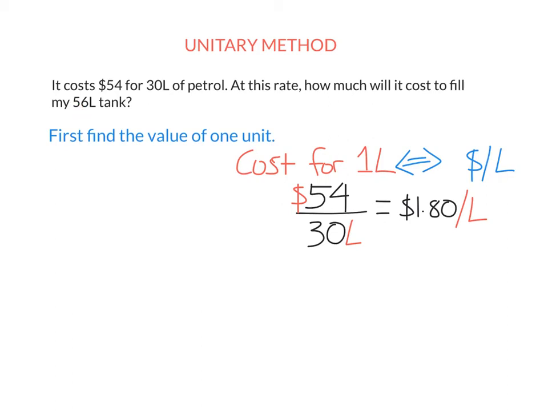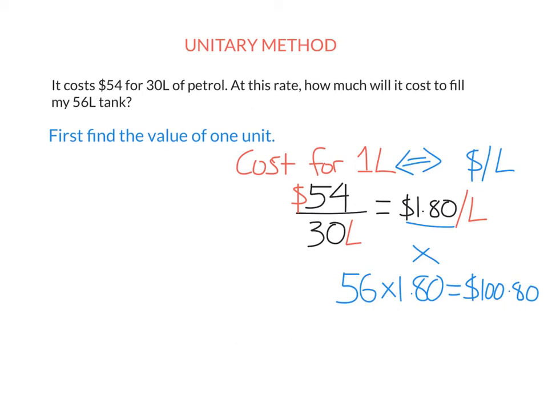To find this quantity, 56 litres, we just do what we did on the previous slides. We know that the litres is 56, and we're calculating the dollars. As I said, if you're calculating the first quantity in a rate, you times. So I'm going to times the number of litres by $1.80, and I just get $100.80. That's how much it will cost to fill up the tank.